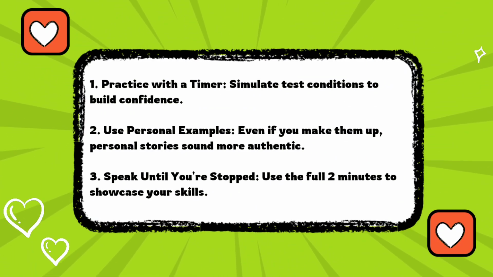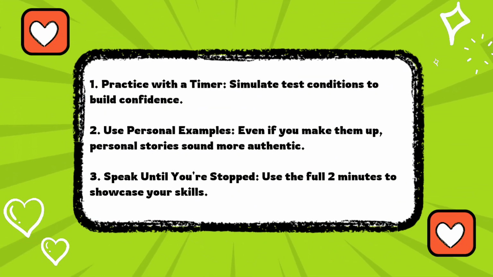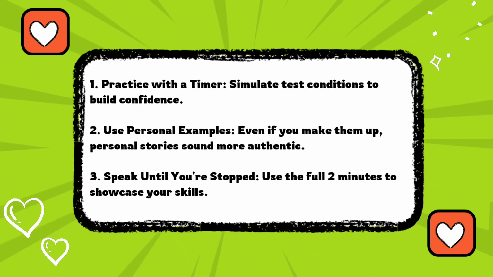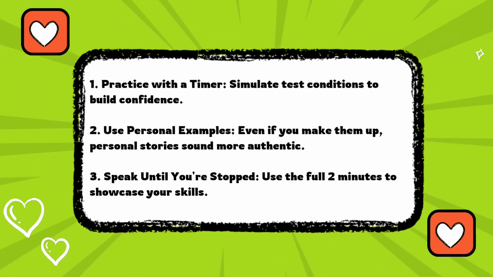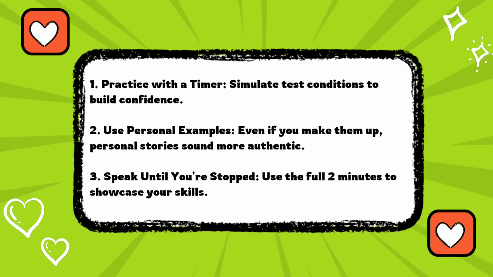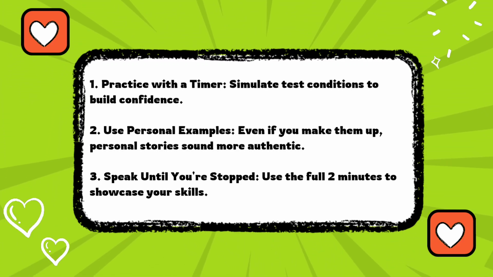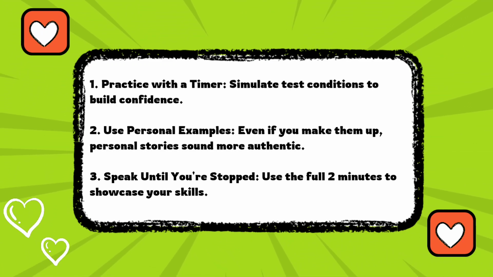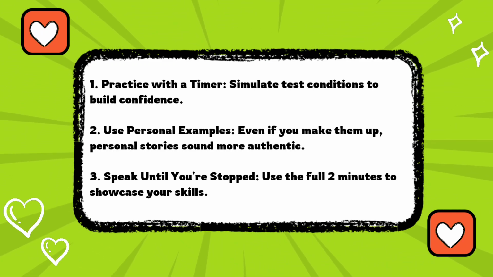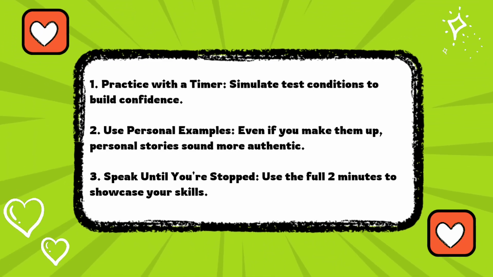Before we wrap up, here are 3 pro tips to help you ace Part 2. 1. Practice with a timer. Simulate test conditions to build confidence. 2. Use personal examples. Even if you make them up, personal stories sound more authentic. 3. Speak until you're stopped. Use the full 2 minutes to showcase your skills. Remember, this is your chance to shine.